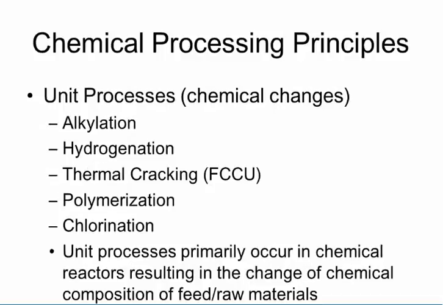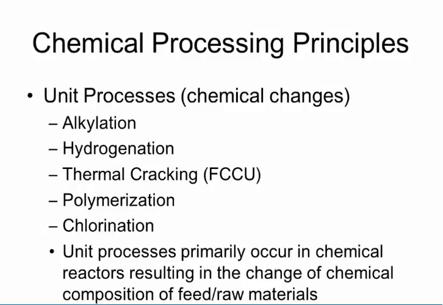Now, a unit process, on the other hand, we are processing. In other words, there's some breaking down, there's some synthesis, there's some addition. So we're doing something to the chemical. We're not comfortable having just the chemical by itself. We want to do something to it. So alkylation, where we add an alkyl radical, for example, methyl radical. Hydrogenation, we add hydrogen to break the bonds.